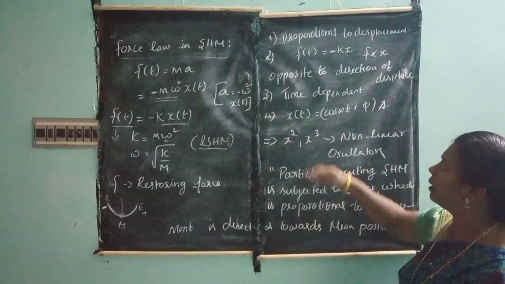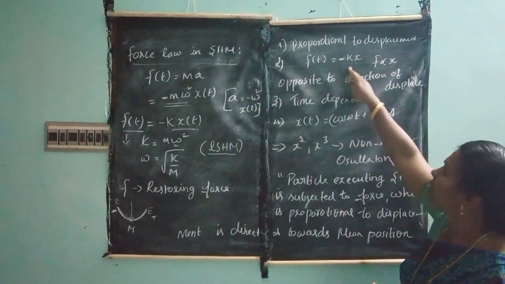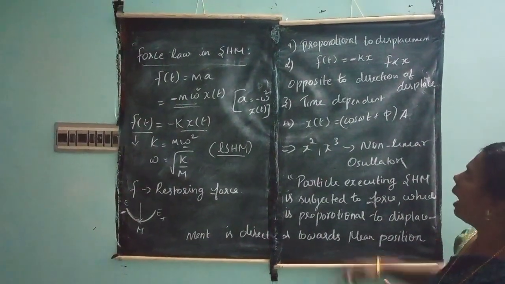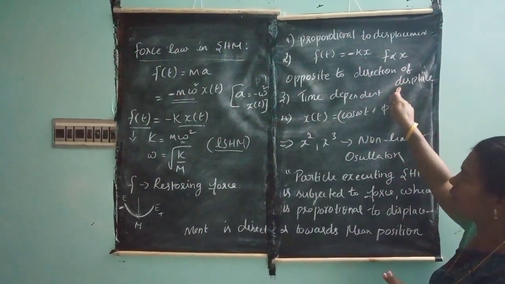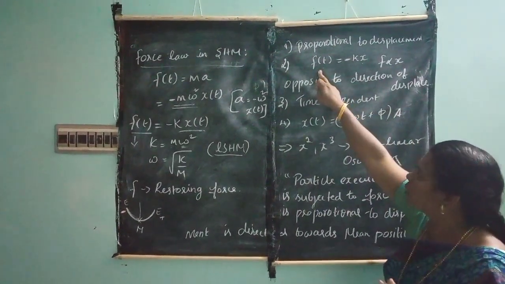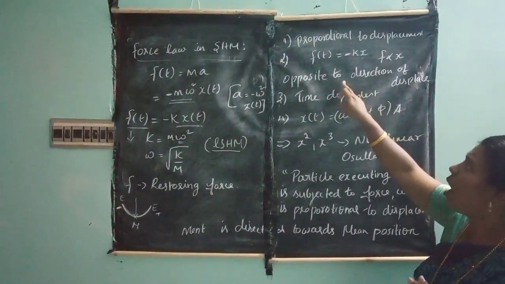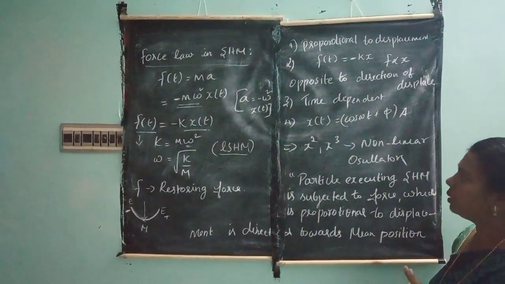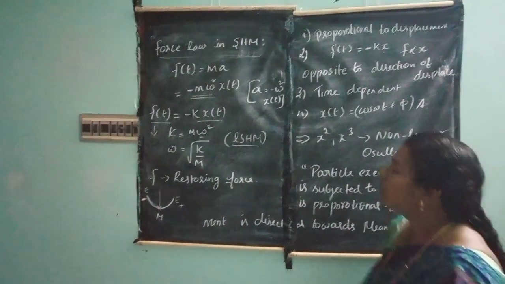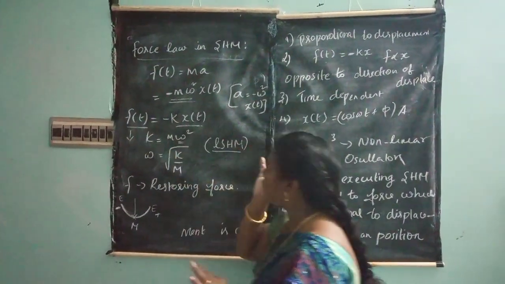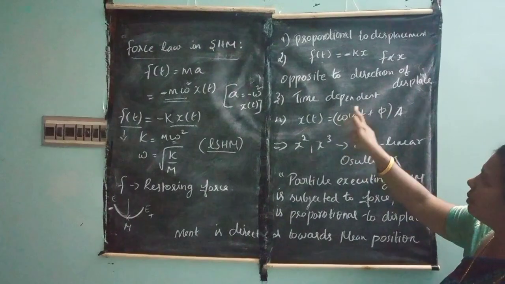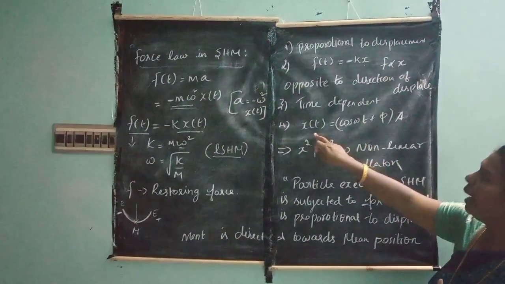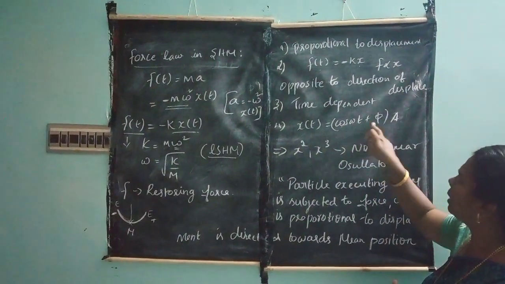So I am writing f of t equals minus k into x, where k is the force constant, opposite to the direction of the displacement. That means when I apply the force, the displacement happens in the opposite direction. Then the third point: it is a time dependent term. Already I said the force is dependent on time, that is f of t. It can also be represented in terms of displacement: x of t equals a cos of omega t plus pi.